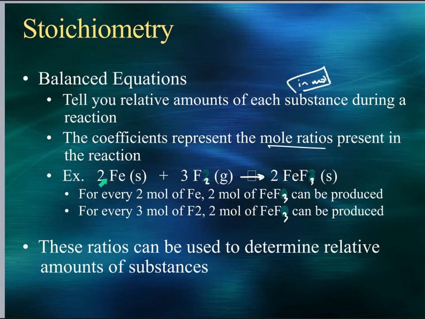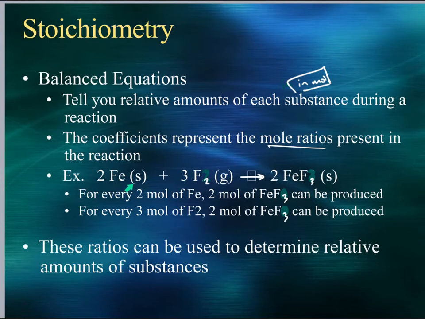So in our balanced reaction here, 2Fe plus 3F2 yields 2FeF3. What that's saying is for every 2 moles of iron, you can make 2 moles of FeF3. So basically it comes out in a 1-to-1 ratio. However many moles of this you put into the reaction, you get that many moles out of it. Okay? And for every 3 moles of F2 you put into the reaction, you can make 2 moles of FeF3. So this one makes fewer moles in terms of products to reactants.